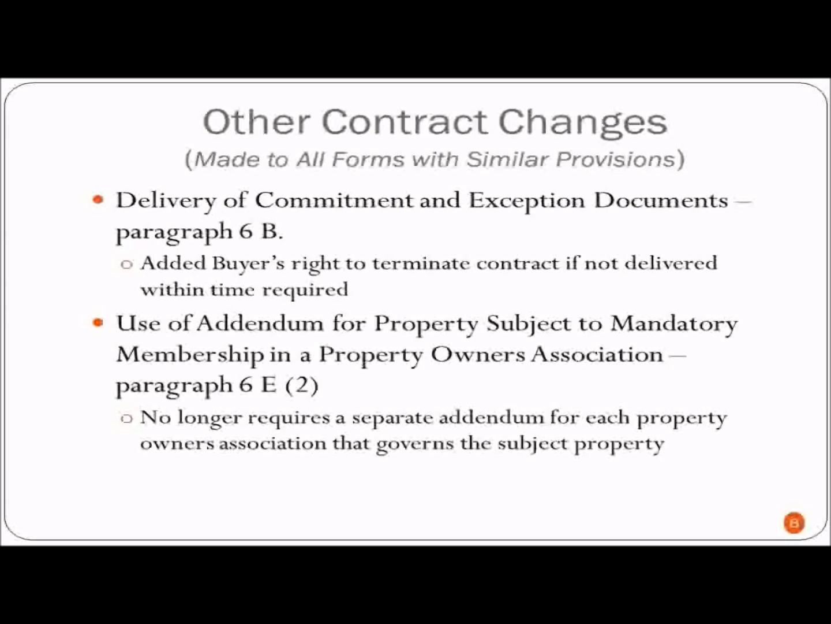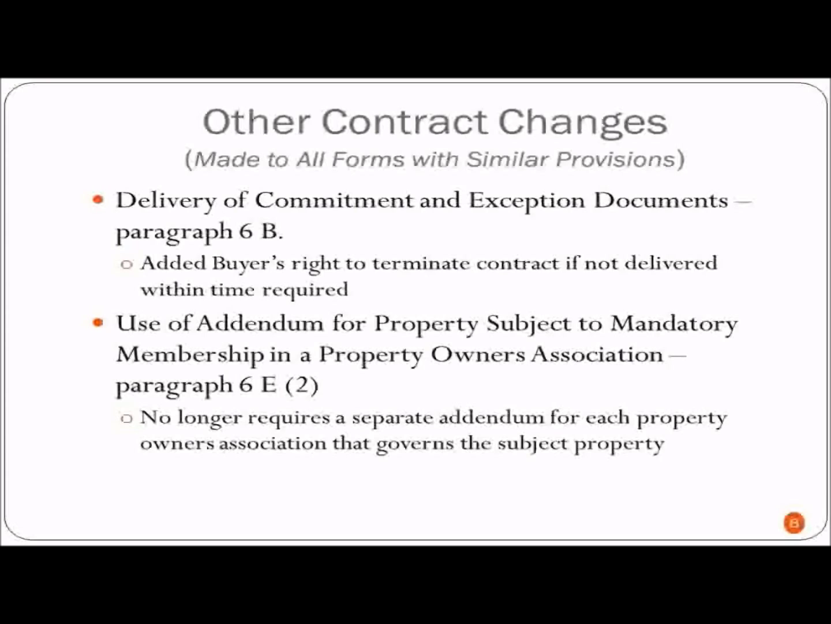Under the current contract, we had discovered, last version of the contract, that some properties are subject to multiple associations. Some people call them overlay associations. And the notice by the law was required for each association, and the notice was already in 6E2. So in the last version of the contract, we actually made the notice effective for plural associations. And if you look at it, we just added an S in parentheses after associations so that if the property was subject to multiple associations, the notice would kick in.